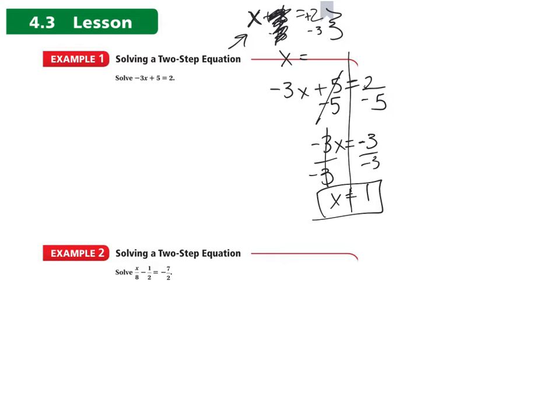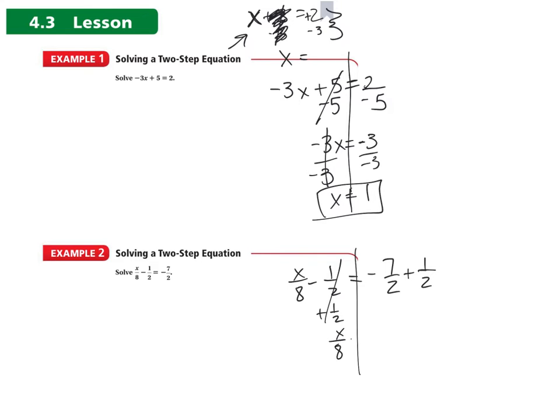Okay, so let's move on. x divided by 8 minus 1/2 is equal to negative 7/2. Notice I rewrote the whole problem as it is. We're going to add 1/2 to both sides because I'm taking care of my constant first, okay? And let's see. So these go away.